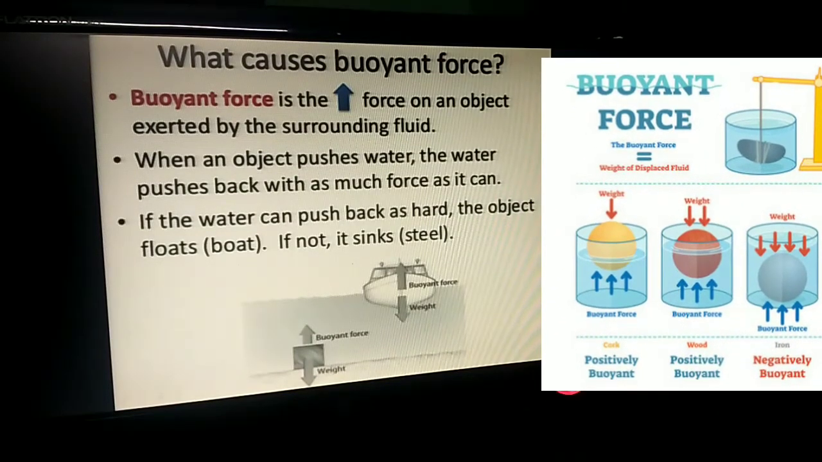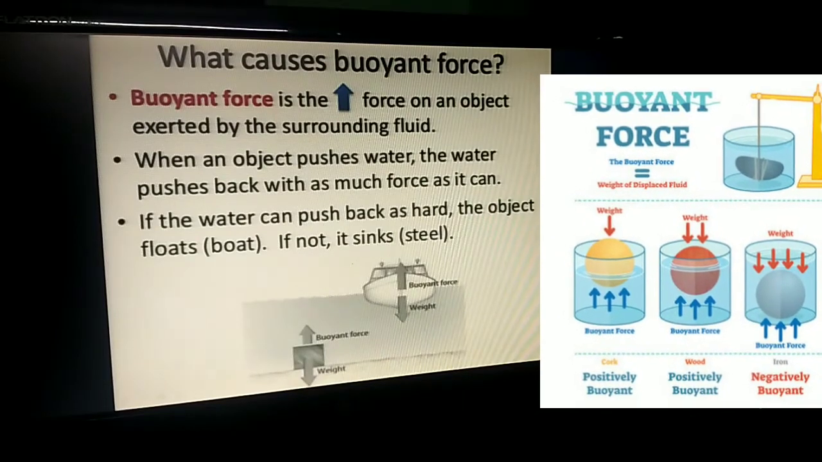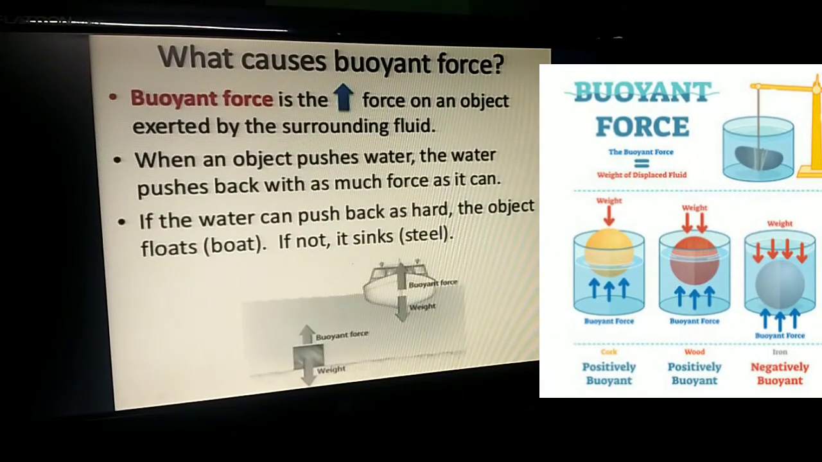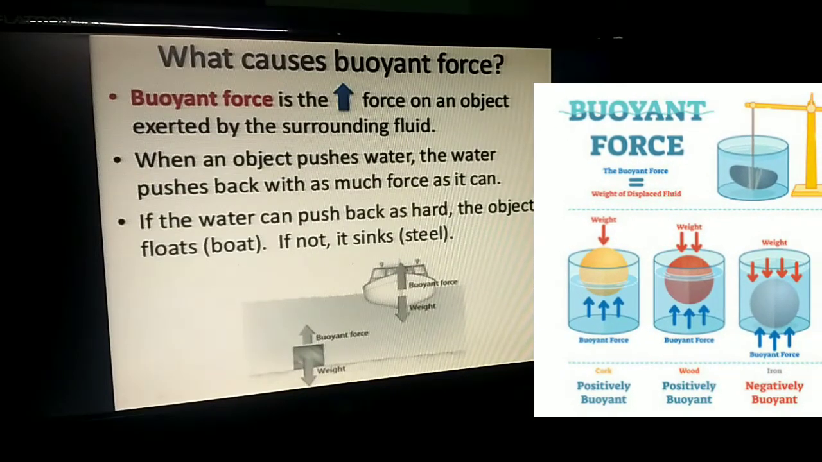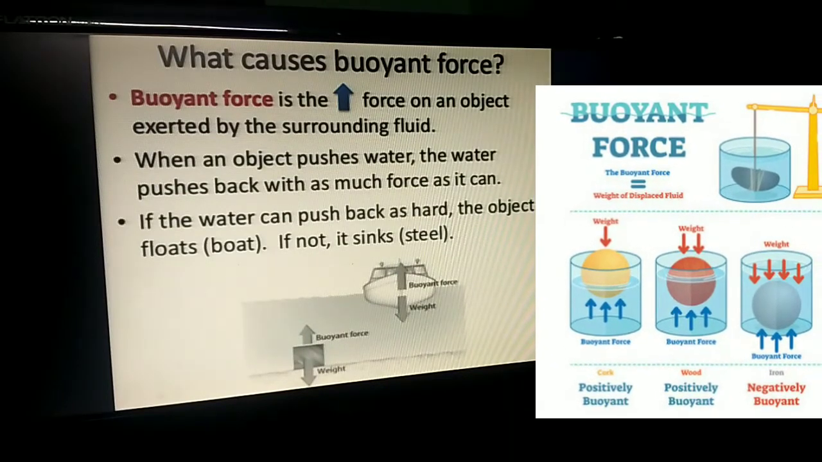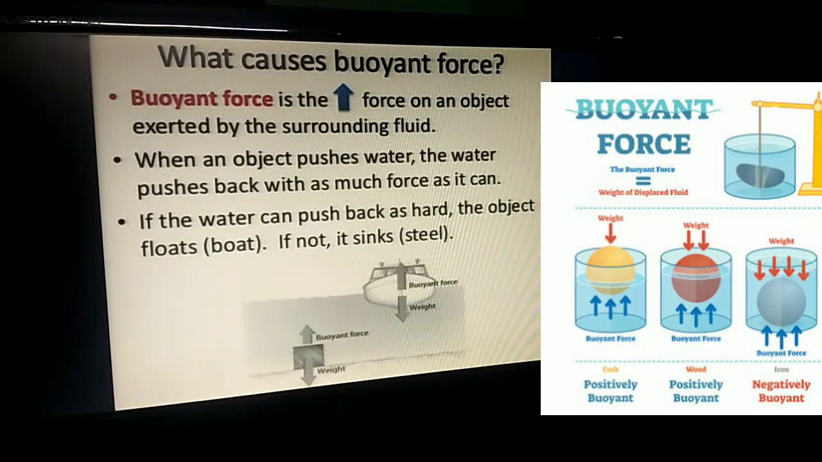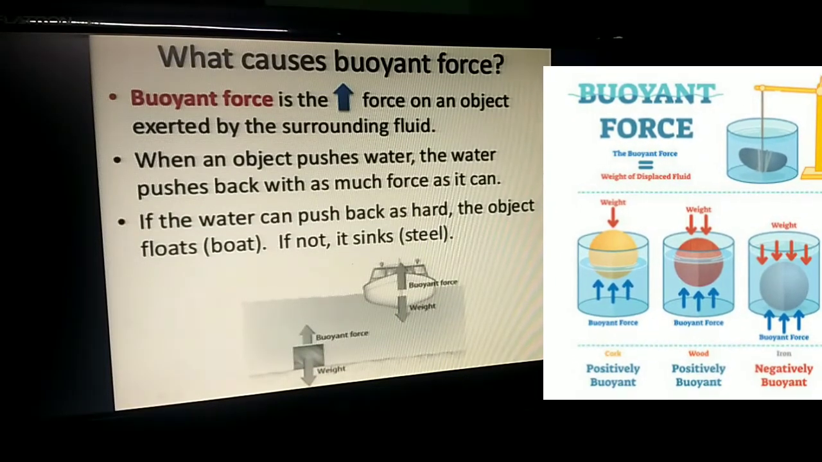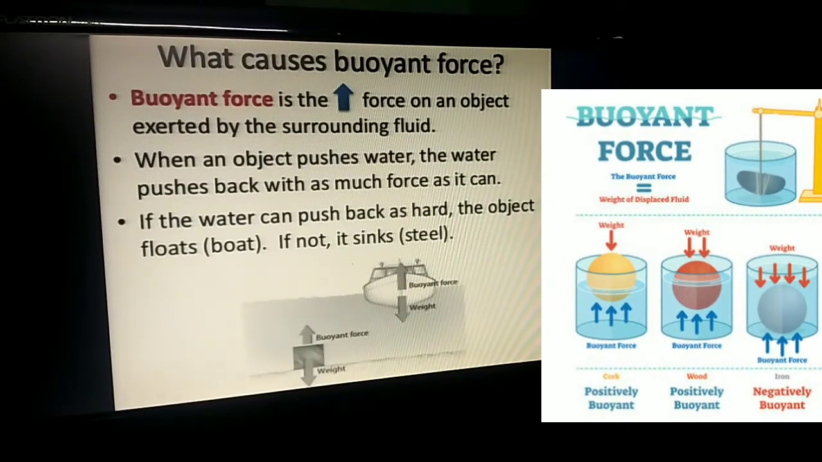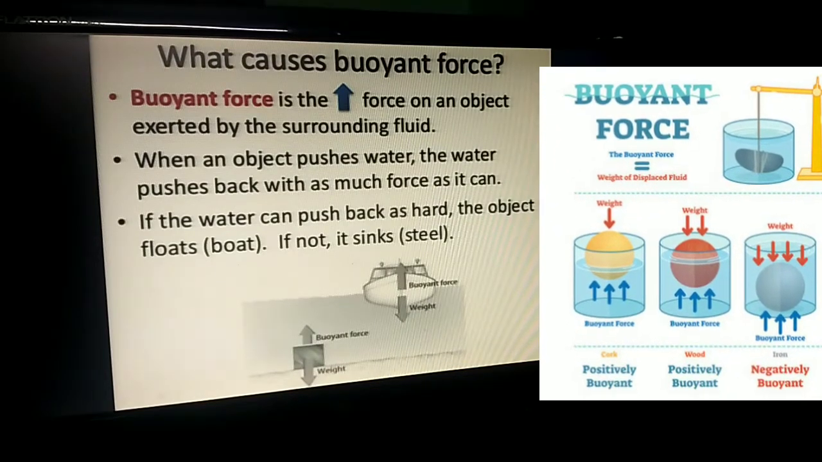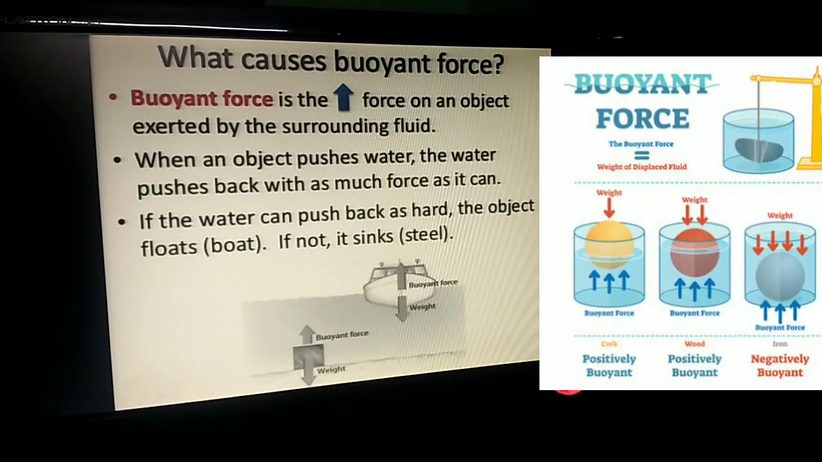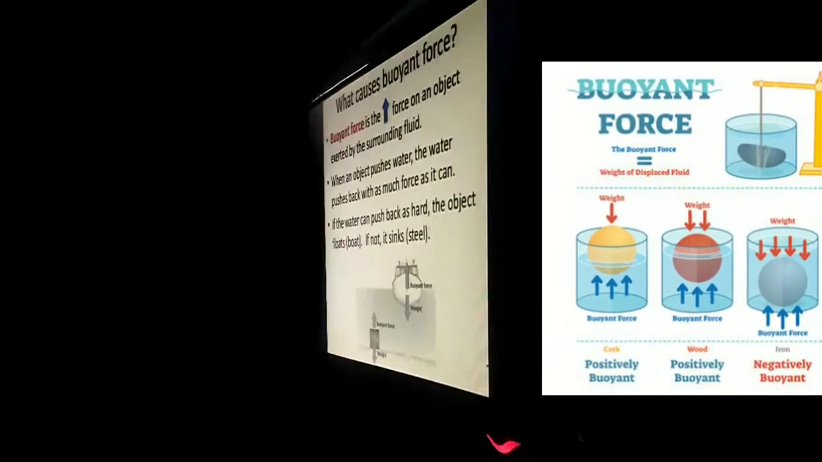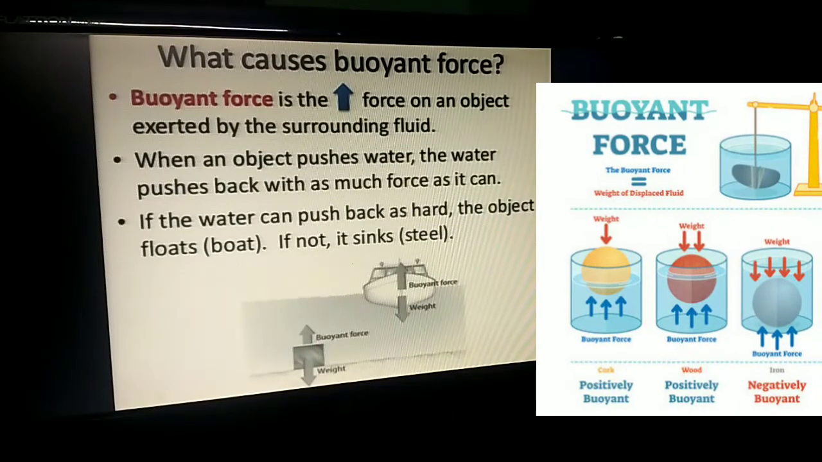What causes buoyant force? Buoyant force is the upward force or upthrust on an object exerted by the surrounding fluid. When an object pushes water, the water pushes back with as much force as it can. If the water can push back as hard, the object floats. If not, it sinks.